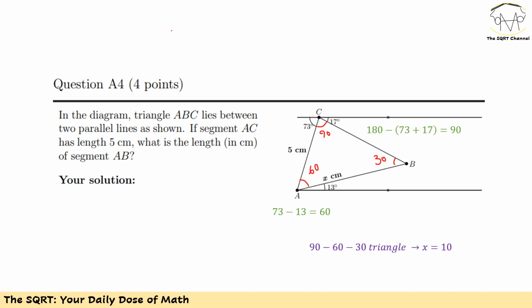And remember, the side that is in front of the 30-degree angle is going to be half of the side that we have in front of the 90-degree angle. The reason is you can just verify that by using sine and cosine formulas. So in this case, I'm going to end up with x equals 2 times 5, which is basically 10, and that concludes the solution.